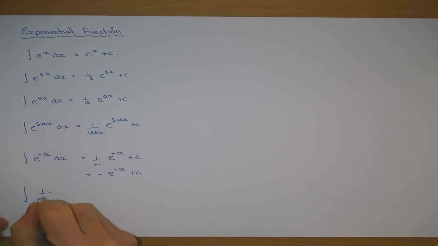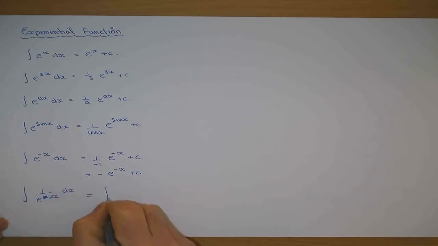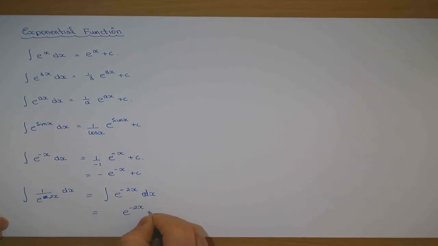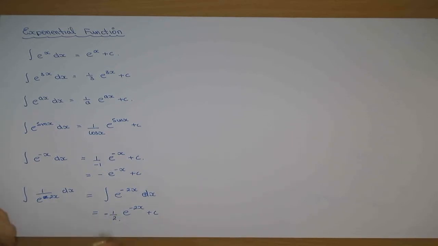If I asked you to integrate 1/e to the 2x dx, that would be the integral of what? E to the minus 2x dx. Integrate e to the minus 2x, e to the minus 2x plus c. Yes? And that minus 2, what does that cause? Minus a half. Is that all right? The 2x would have caused a half, the minus 2 will cause minus a half. Any questions so far? Right.